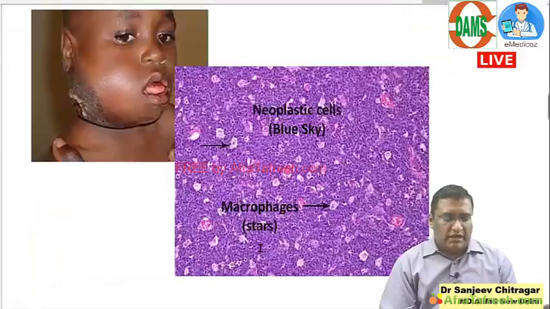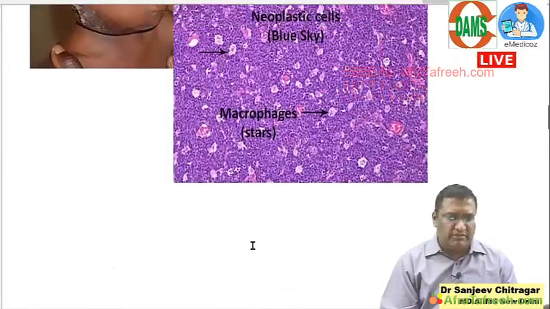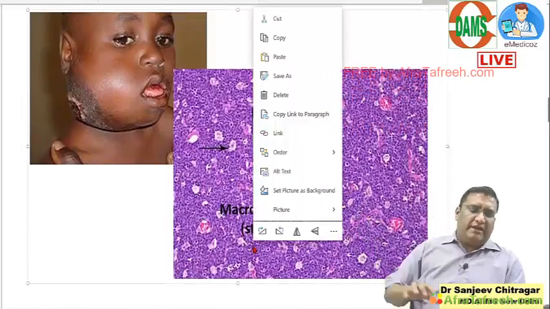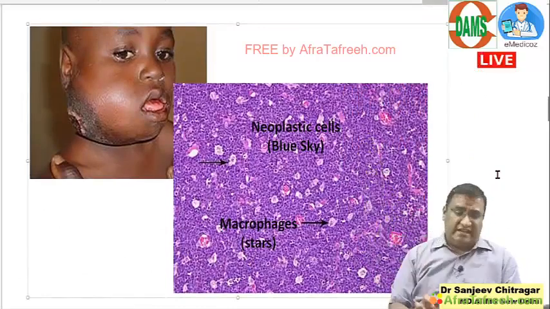Yes. So images will move on because we have already studied so many images. Just to show this image, okay. So this is your starry sky pattern and a clinical examination of a Burkitt lymphoma. So you have a Burkitt lymphoma, starry sky pattern here.